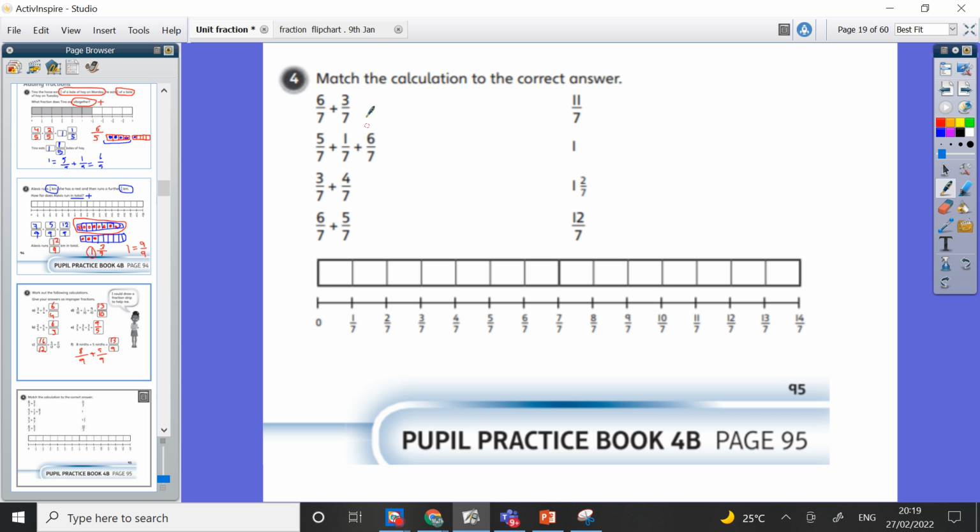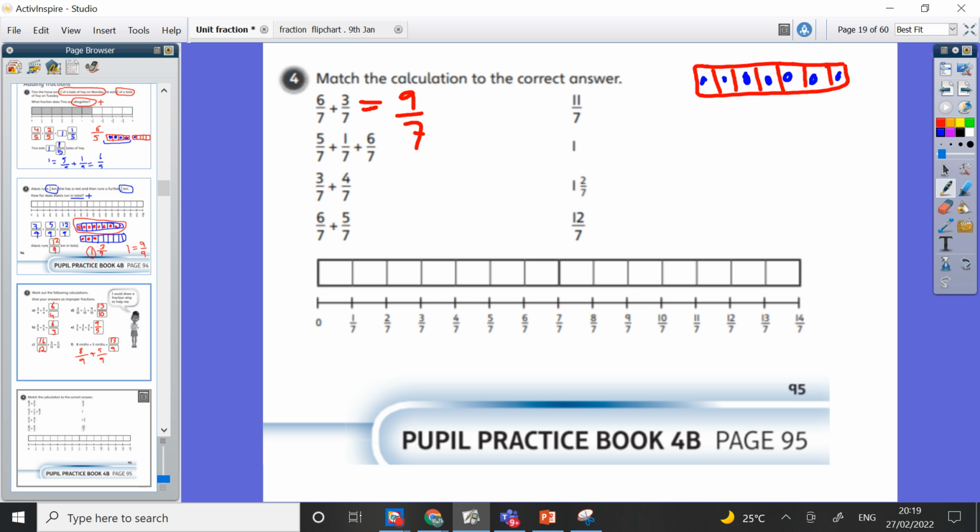In question 4, it says match the calculation to the correct answer. 6 plus 3 is 9 over 7. Now, we don't find any 9 over 7, so we have to convert it into a mixed fraction. What is 9 over 7? Just make a bar with 7 parts: 1, 2, 3, 4, 5, 6, and 7. And shade 9 parts: 1, 2, 3, 4, 5, 6, 7.